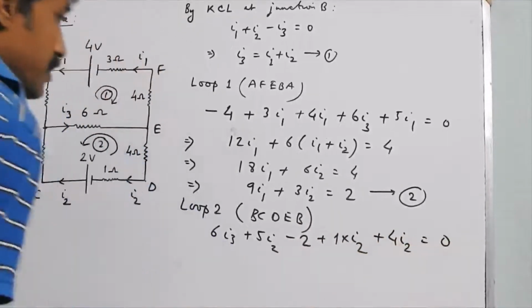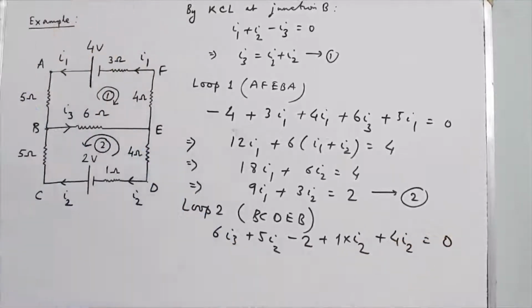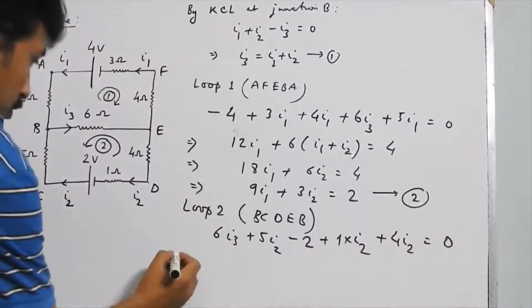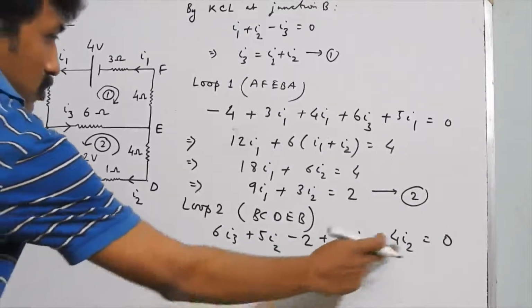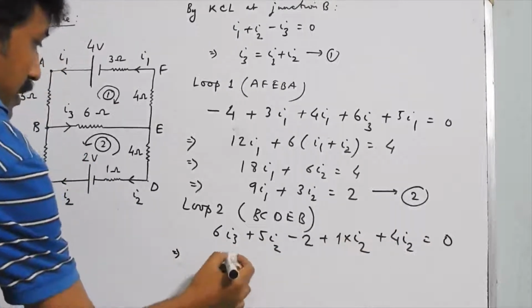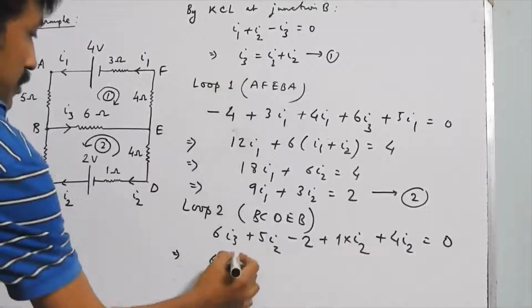That means the sum is 0. The sum of potential differences should be 0. So again 5I2 plus I2, 6I2, 10I2. So 6 instead of I3 we will write I1 plus I2.